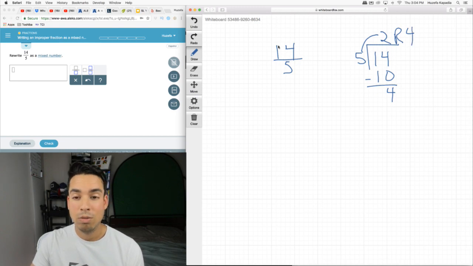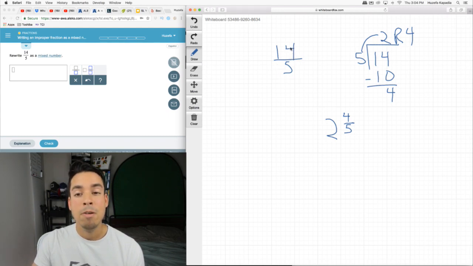So what does this have to do with anything? Well, this is how we convert it into a mixed number. That 2 is the whole number, and then that 4 is what stays in the fraction zone. And the denominator is just what the denominator was at the beginning, or in this case, what the divisor was. That's how you convert to a mixed number.